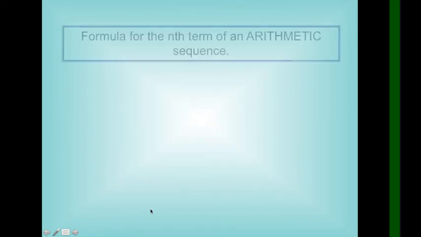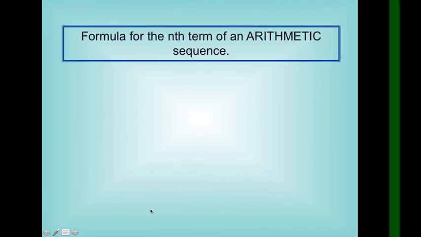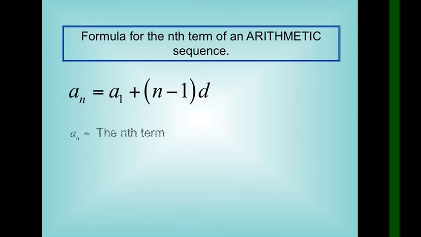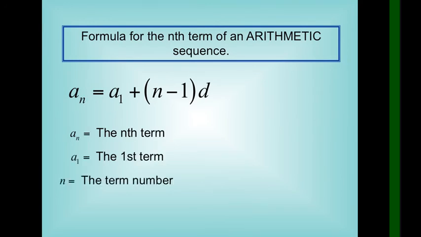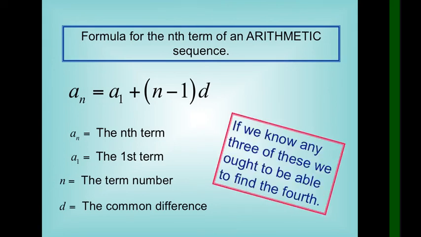Now, let's use this formula. The formula for the nth term of the arithmetic sequence: a sub n equals a sub 1 plus quantity n minus 1 times d. A sub n is equal to the nth term. A sub 1 is the first term. The n is the term number. And d is the common difference. If we know any three of these, we ought to be able to find the fourth.